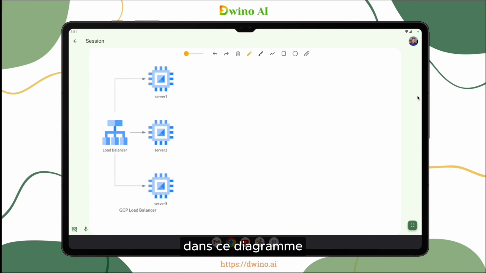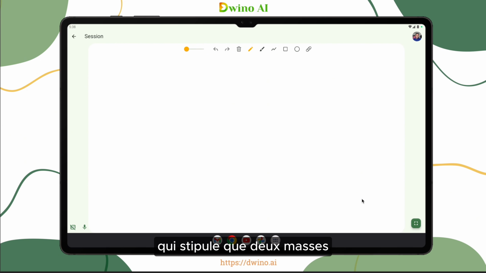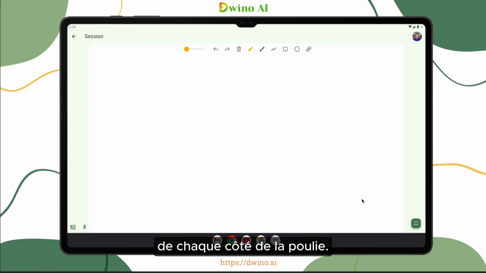In this diagram, the load balancer is distributing traffic from the... I want you to solve this physics problem, which states that two masses, m1 equals 2 kilograms and m2 equals 4 kilograms, are connected by a massless inextensible string over a massless, frictionless pulley. Both masses hang vertically on either side of the pulley. What is the acceleration of the system?